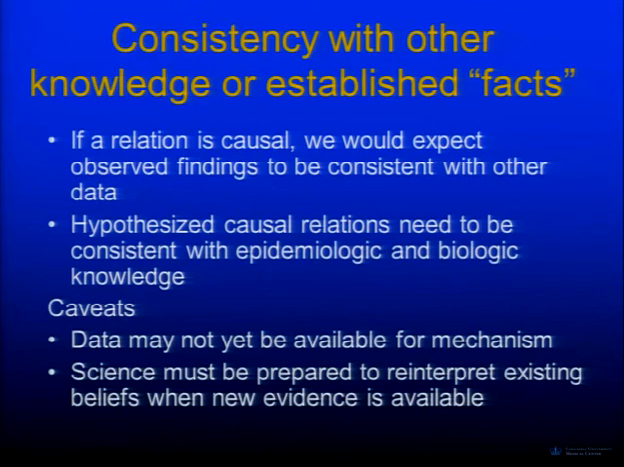When we're considering whether or not we have a causal relationship, we also want to think about the consistency with other knowledge or established facts. If our relationship is causal, we would expect, or at least hope, that whatever we find is consistent with other data, and with other epidemiologic studies. If you have 10 studies, is yours the only one that shows a risk and everyone else shows no association? And also, is it consistent with the biologic knowledge that we have at that point in time?